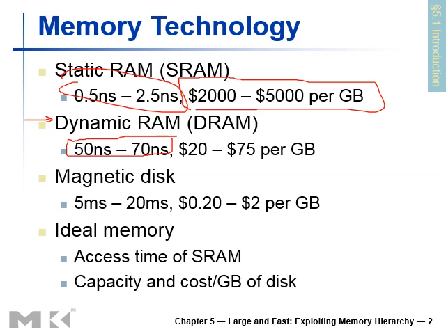The next are the magnetic disks, and these are definitely slower as compared to the dynamic RAM. Their access times are normally between 5 milliseconds to 20 milliseconds, and their cost is definitely lower, that is $0.20 to $2 per gigabyte. And if we consider the ideal memory, then the access time of static RAM is good, and the capacity and cost per gigabyte of the disk are better for the other scenarios.